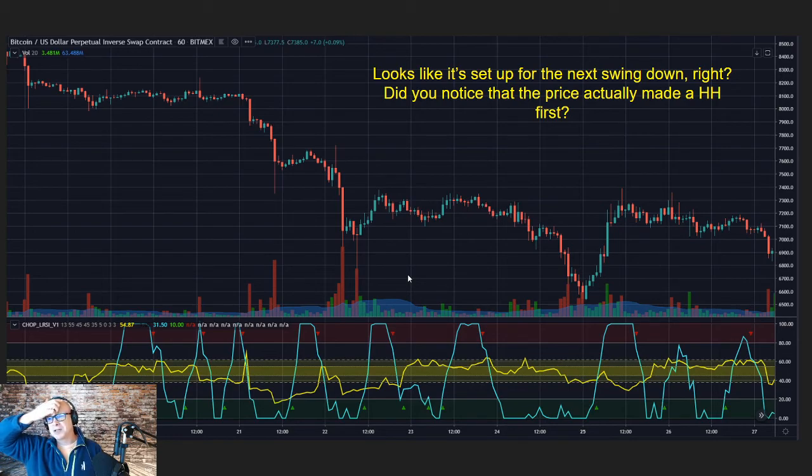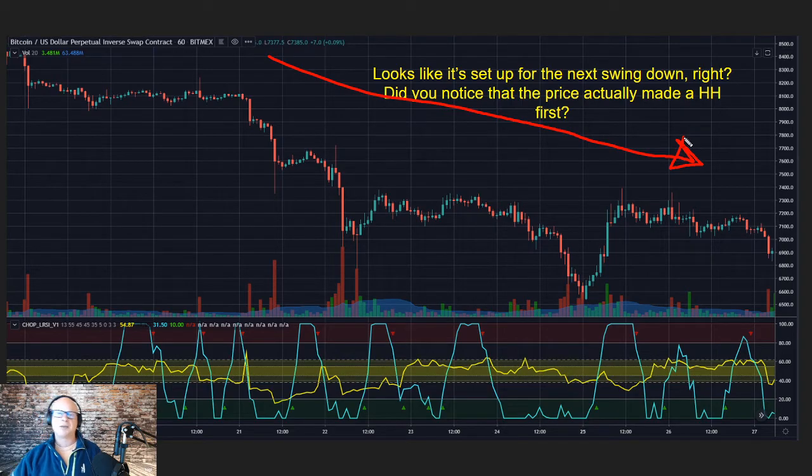It looks like it's set up for the next swing down, right? So what do we have here? This is all down, down, down. And more than likely, the 25X is showing all red candles on the Heiken Ashi, and there's every reason to believe that this should go on. But did you notice that the price actually made a higher high first? So if this is the high, here's a higher high, and that's a clue. And more than likely also the 25X is probably an exhaustion. So this typically all happens at the same time.